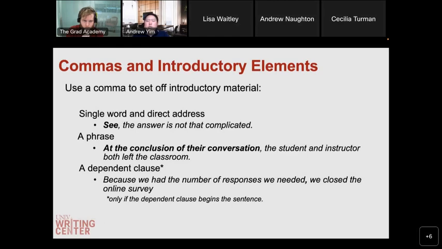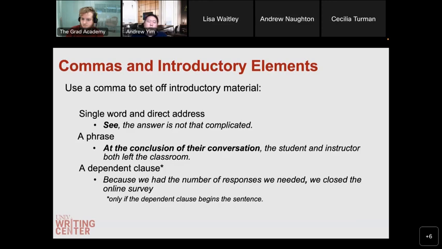Some other things we want to consider when it comes to commas and also the introductory elements is that sometimes you have to use a comma between certain words and a phrase. So for example, you might have a single word and a direct address. Sometimes you'll say, "C, comma, the answer is not that complicated." So in that case, you would have to use a comma there.